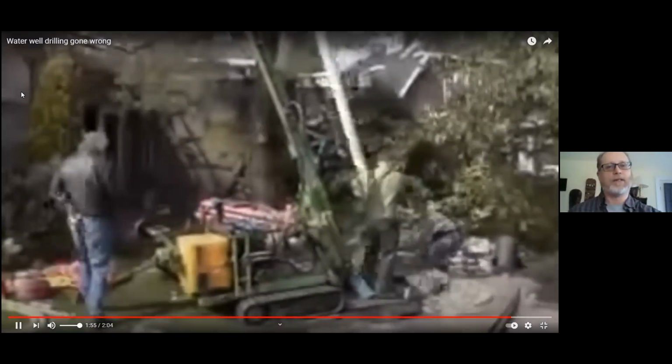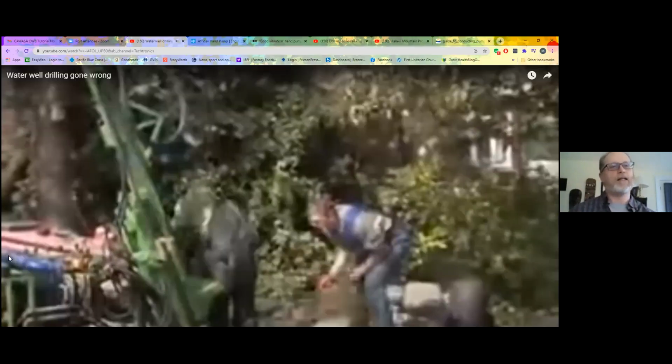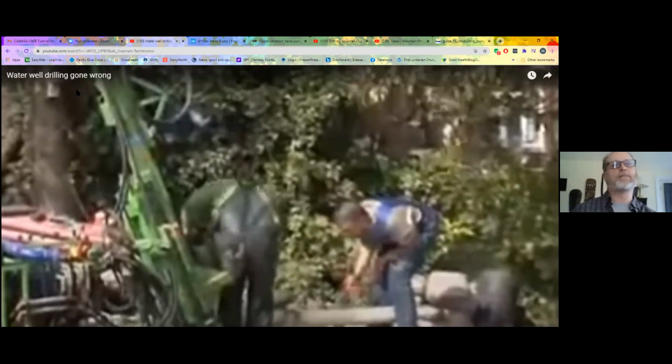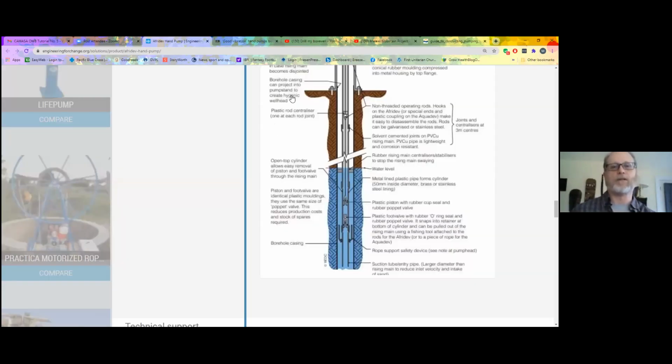So same principle, just didn't work too well. I like how the homeowner didn't want any part of it, but came back right at the wrong time. So it doesn't always go well.